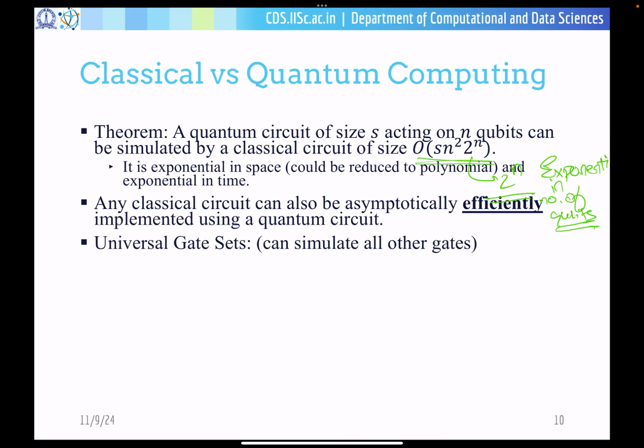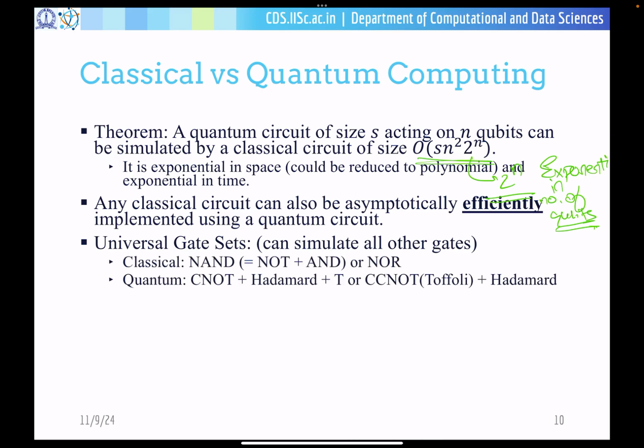Yeah, so now let us talk about universal gate sets. Universal gate sets are the sets of gates that can simulate any other gates. For example, in classical computing, if you recall, NAND and NOR gates are universal gate sets, because using NOR gates I can simulate any other classical gate. Using a NAND gate I can create any other classical gate. Similarly, in the quantum case, using CNOT plus Hadamard plus T, or Toffoli gate plus Hadamard, I can create any other gate.